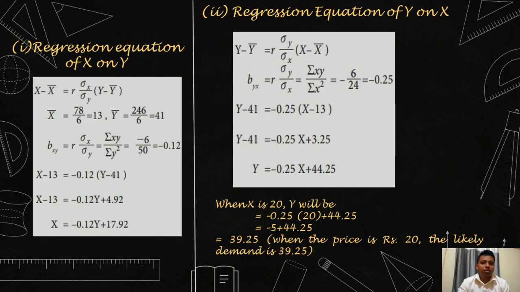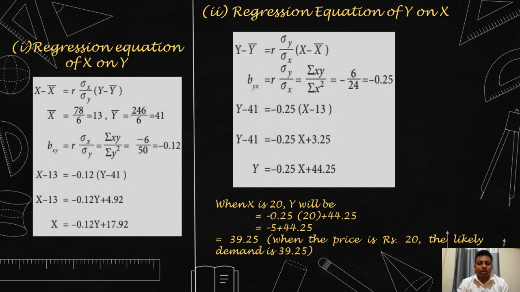That is the regression equation of x on y. We make use of the formula x minus x bar is equal to r times sigma x by sigma y times y minus y bar. Then we solve and find the x value. Now we move on to the regression equation of y on x. That is, we make use of y minus y bar is equal to r times sigma y by sigma x times x minus x bar.